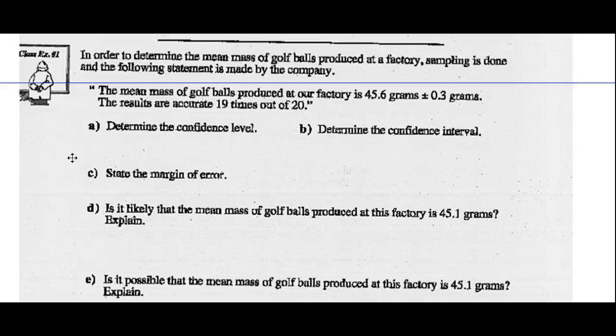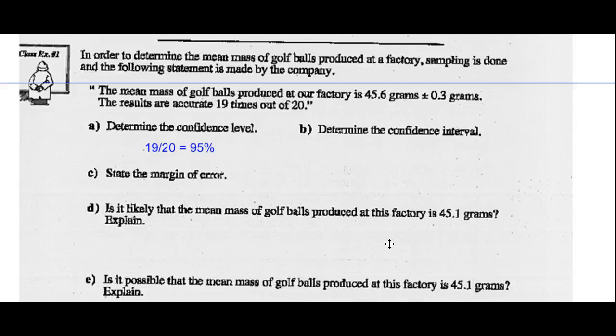So in order to determine the mean mass of golf balls produced at a factory, sampling is done and the following statements are made by the company. The mean mass of golf balls produced at our factory is 45.6 grams plus or minus 0.3 grams. The results are accurate 19 times out of 20. Determine the confidence level. So the confidence level is 19 out of 20 or 95%.